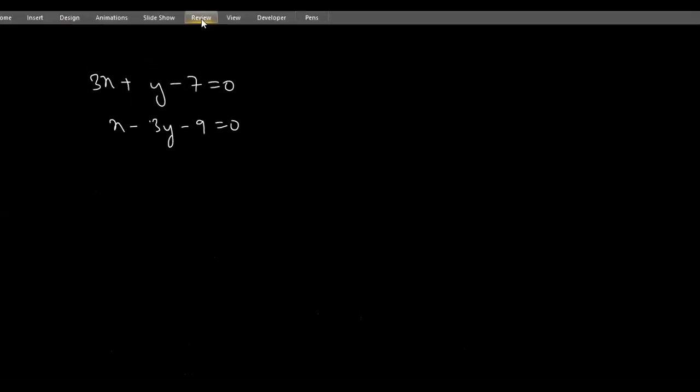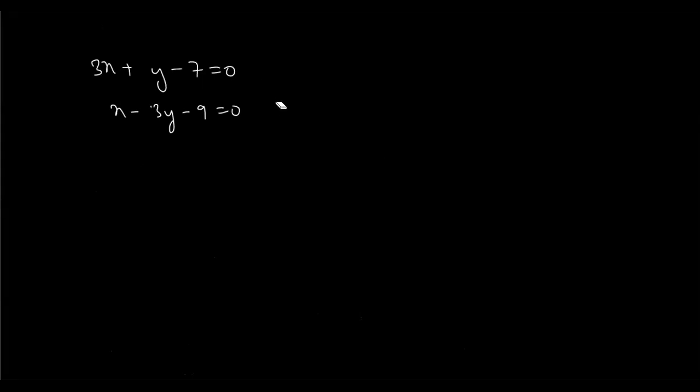So how can you solve this one? By the simple elimination method, you can solve these two equations. You just need to eliminate one of the variables. Either you can eliminate the x, or you can eliminate the y. So I'm eliminating the y here. For eliminating the y, I have to multiply the whole equation by 3. So when I multiply the whole equation by 3, I will get here 9x plus 3y minus 21 equals 0. So this one is our first equation.